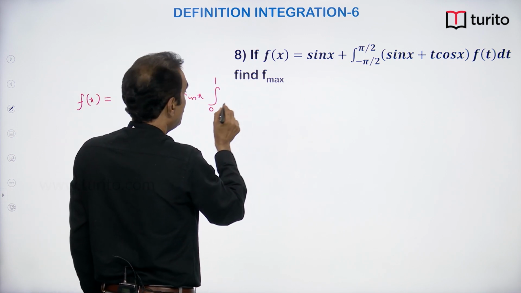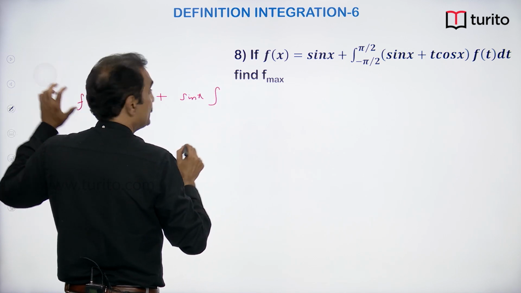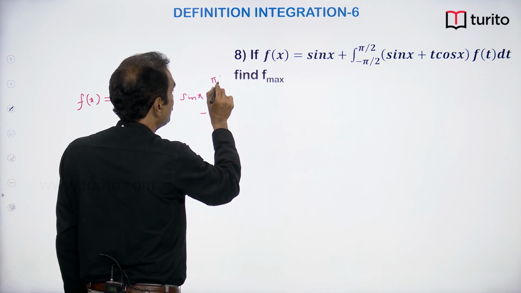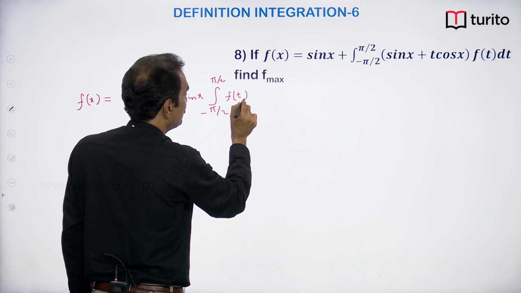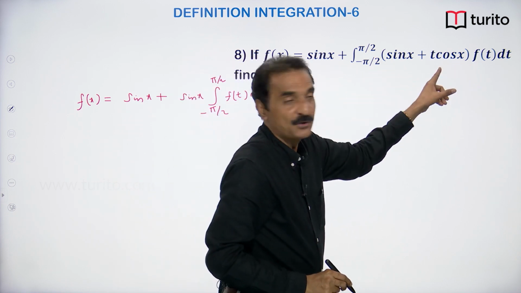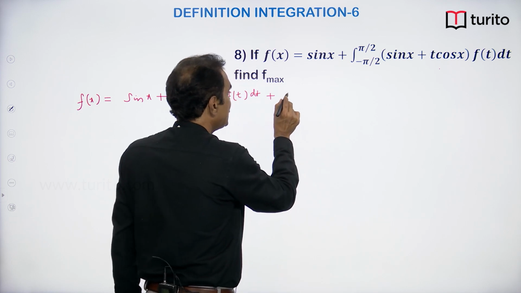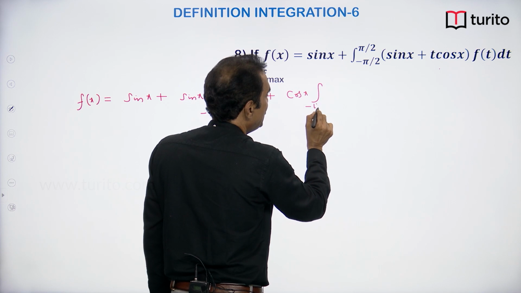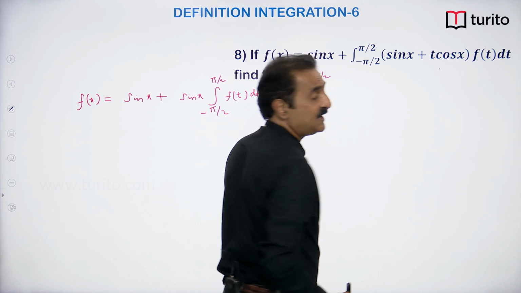And write it as integral, sorry, not 0 to 1, integral minus pi by 2 to pi by 2 f of t dt, plus this into this. Again we have cos x, we can take it out, cos x into integral minus pi by 2 to pi by 2 t into f of t dt.